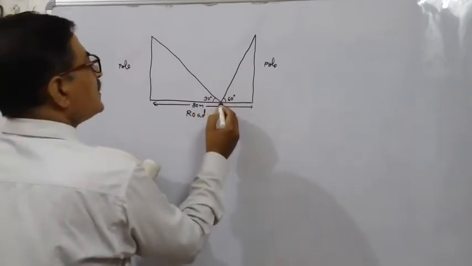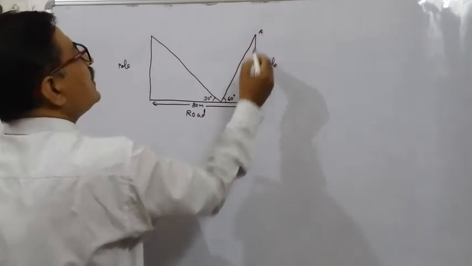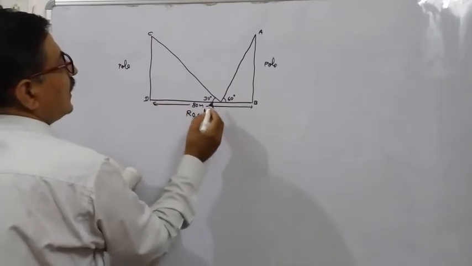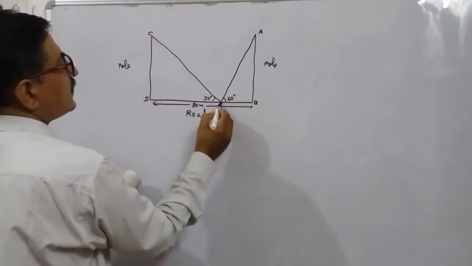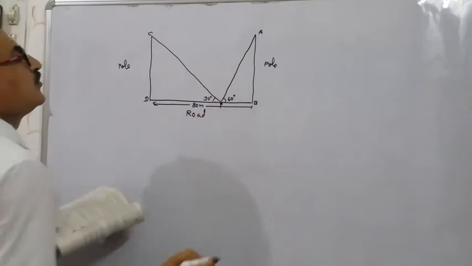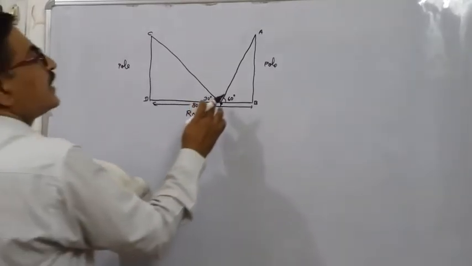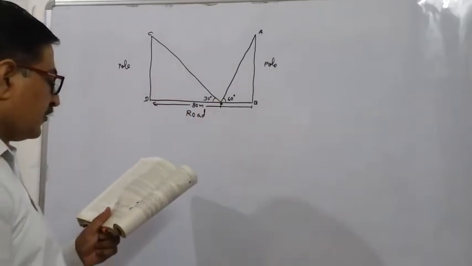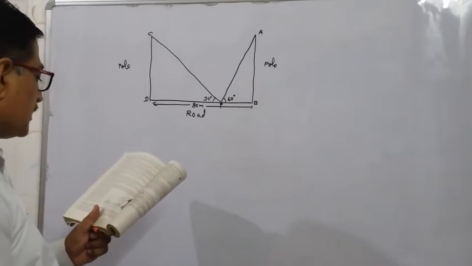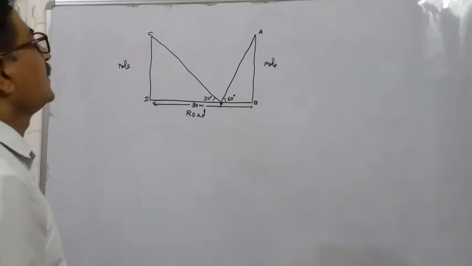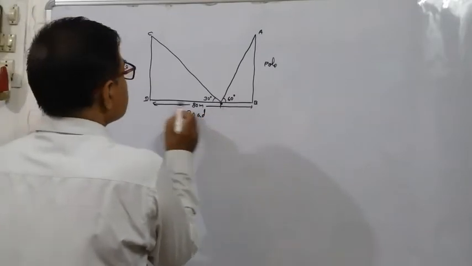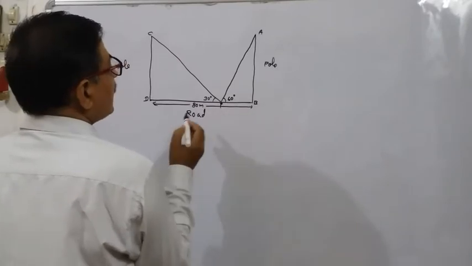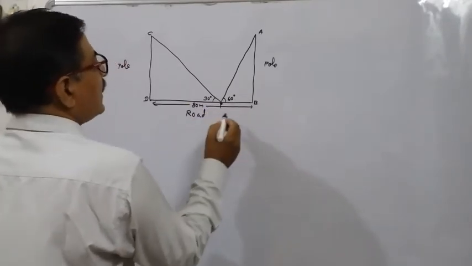Suppose this is AB and this is CD. AB and CD are two poles, and there is a point P. At point P, the angle of elevation of one pole is 60 degree and of the other is 30 degree. Find the height of the poles and the distances of the point from the poles. That means we have to find the distance from this point to each pole.